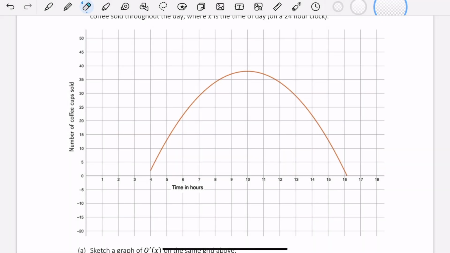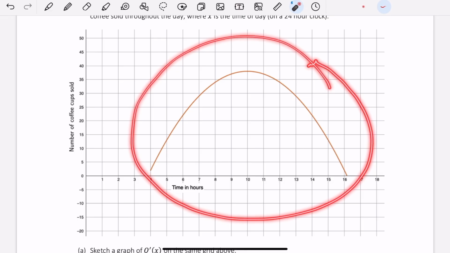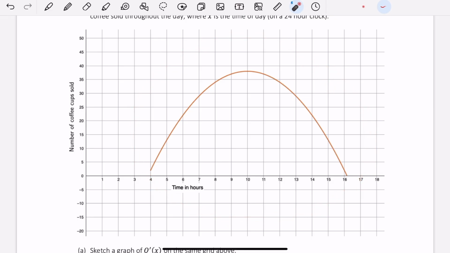Hello there. I just want to quickly chat about how to sketch the graph of the first derivative of this function right here. This represents the number of coffee cups sold during the operating hours of the coffee company in our activity. I think it's called Bean Buzz Coffee Company. And I gave you the hint to carefully estimate the slope at two strategic points. I chose x equals 5 and x equals 10. And let me show you why.